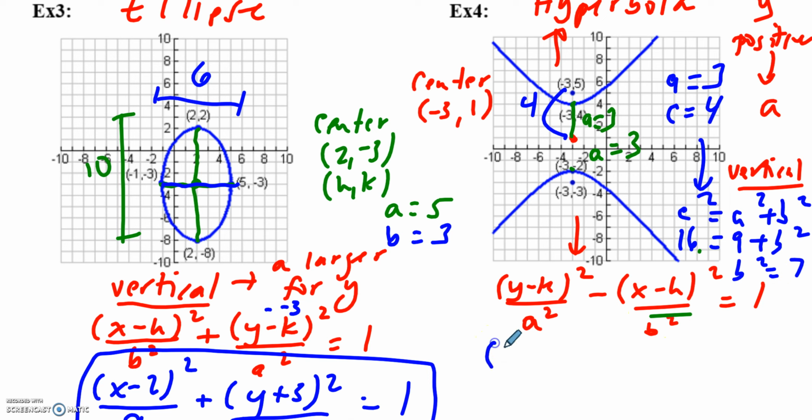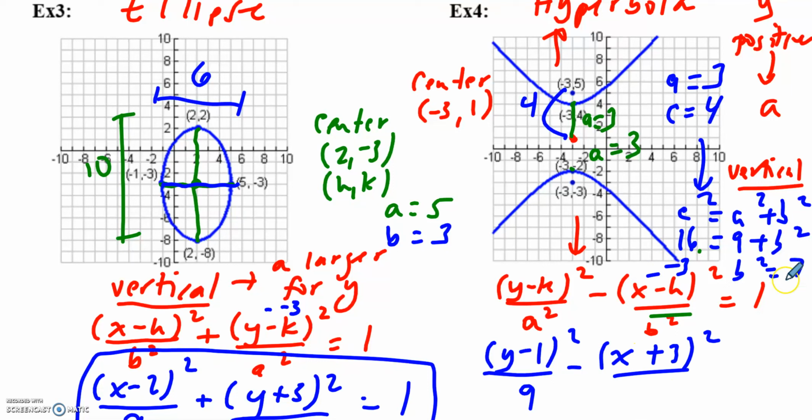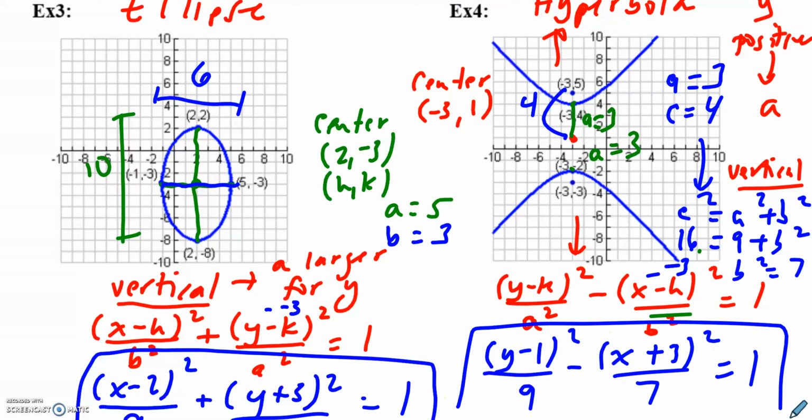So my final answer here would be (y minus, so k is 1) squared over A squared, which is 9, minus (x minus a -3, would really be plus 3) squared, over B squared, which is 7, equals 1. So this would be the equation for my hyperbola on number 4.